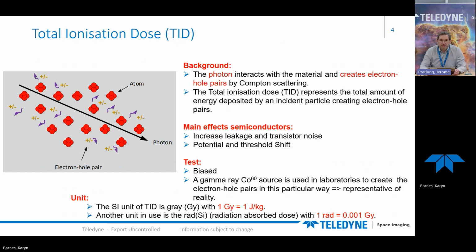The main effects on semiconductors are increase in leakage and transistor noise, but it can also affect potentials and threshold. The test has to be biased. Usually the source is gamma ray cobalt 60, since it's more realistic, representing better the reality. There are two units used, the gray and the rad silicon. This is the one I will use throughout this presentation.